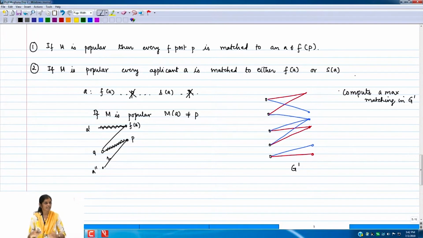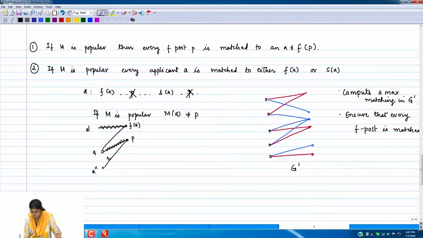But these are only the necessary conditions for a matching to be popular, right? Because we have said that if M is popular, then it must satisfy these conditions. We would like to also argue that if you compute a matching which satisfies these conditions, then it is popular, right? If we argue this, then we are done. Then we will be able to prove that the matching that you constructed is indeed a popular matching for that instance, without manually verifying all other matchings and comparing the popularity. Is that fine? Okay. So what are the steps? We compute a maximum matching in G prime and then ensure that every F post is matched.